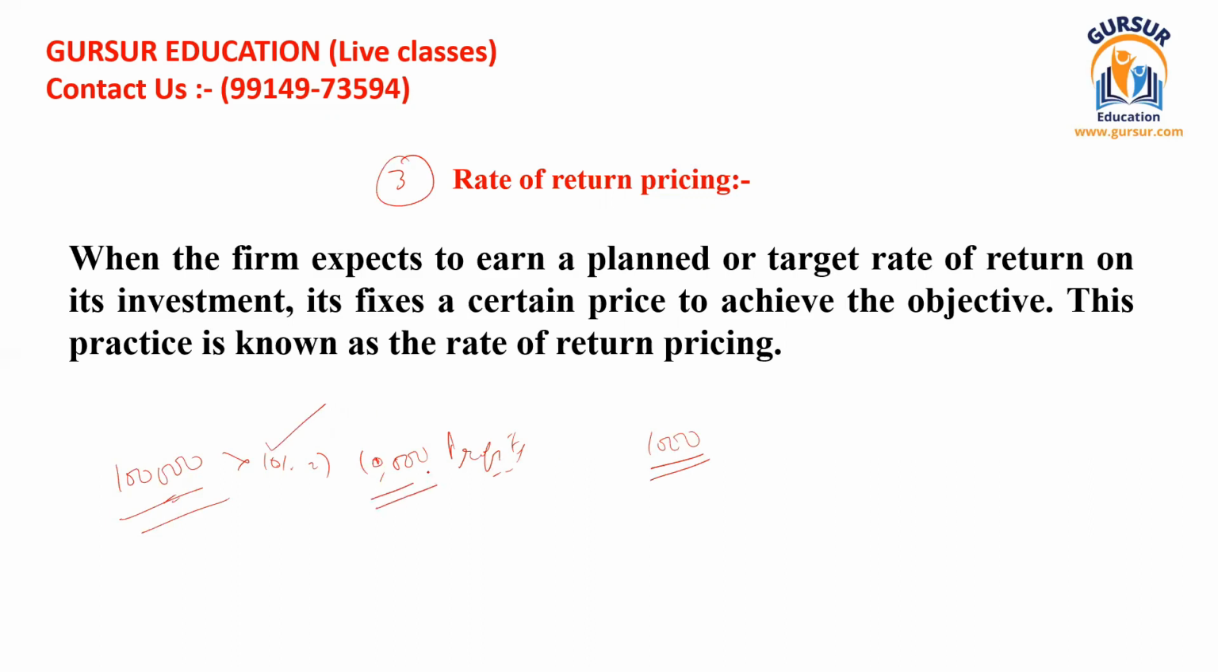So that shall be the profit. That profit can be generated only if the per unit profit shall be 10 rupee. I arrived at it by dividing profits by the number of units to be sold. This is known as rate of return pricing. When the firm expects to earn a planned or target rate of return on its investment, it fixes a certain price to achieve the output. So for attaining a specific rate of return or profit, you just add to the prices of your products. This was the third category of pricing strategy.